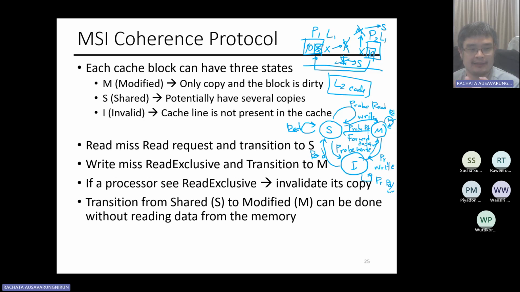So basically we just need to care who has the valid copy if a certain action happens. Are there going to be more than one copy? If there is more than one copy, they're going to be in a shared state. If there is only one copy, in this case it's the shared state.